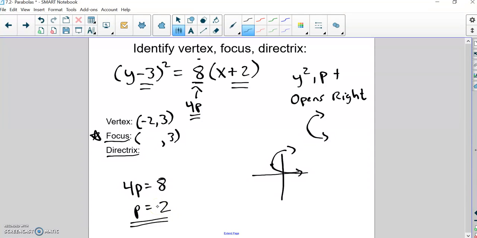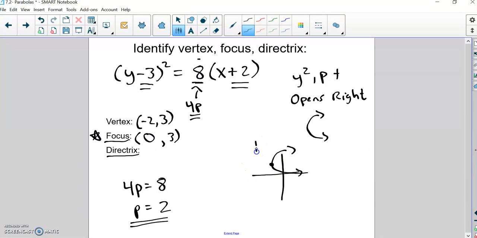So think with me here, if I start at -2 and I move 2 units to the right, I get to an x value of 0. Okay, so my focus is going to be (0, 3). Now, to get to the directrix, I'm going to move p units outside of the curve. Okay? So what that means is I'm going to start here at my vertex and I'm going to go 2 units here to the left.